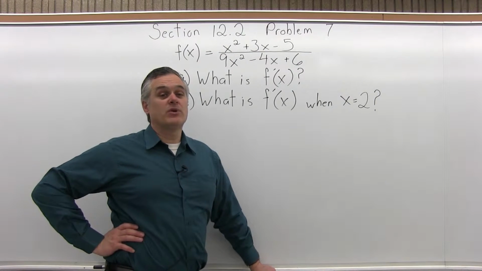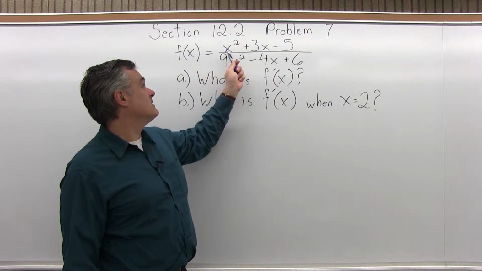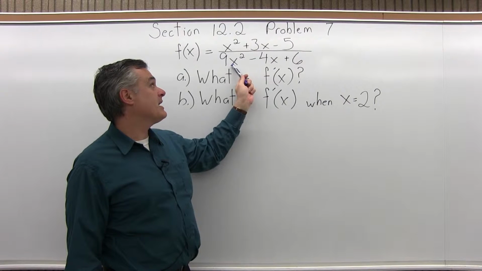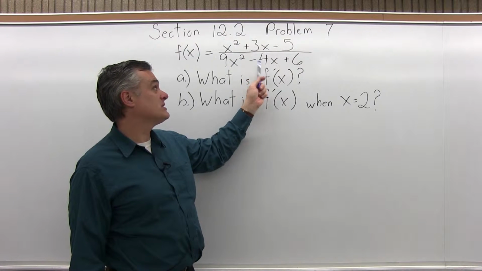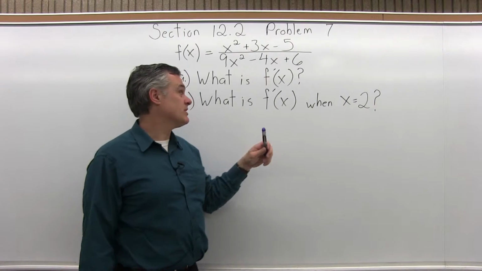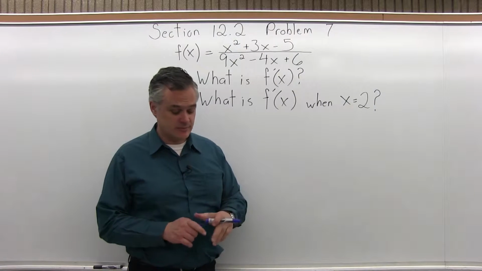This is Section 12.2, Problem number 7. It says f of x is x squared plus 3x minus 5 over 9x squared minus 4x plus 6. Part A, what is f prime of x, or in other words, what is the derivative? And part B, what is f prime of x when x is 2?